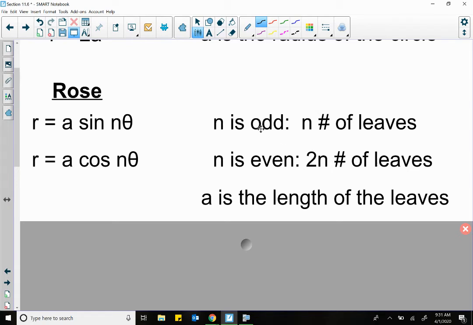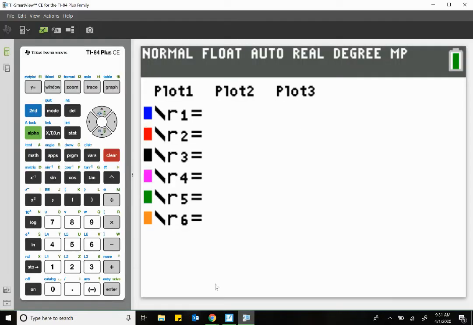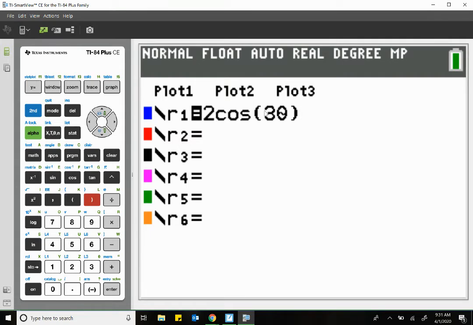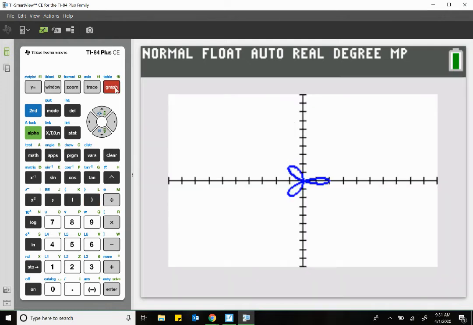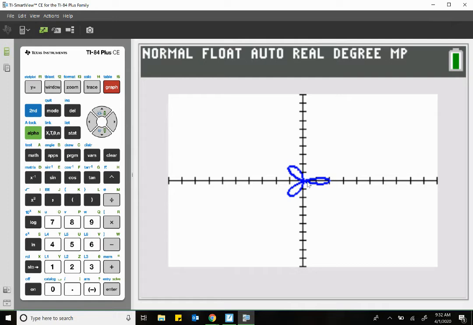Let me show you what this looks like. Let's just keep it as a radius of 2, and let's do cosine 3 theta. Now if I hit my x value, notice it comes up as theta. So instead of putting x's in here, because you don't put x's, you put in theta. If I hit graph, see, this is what they call the rose. And the length of my petals are 3.